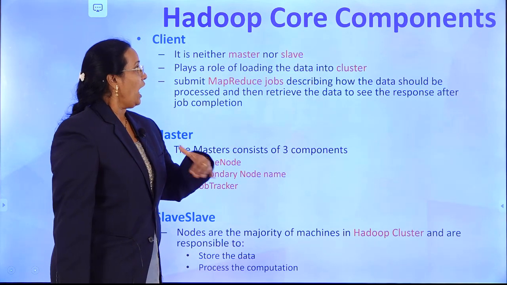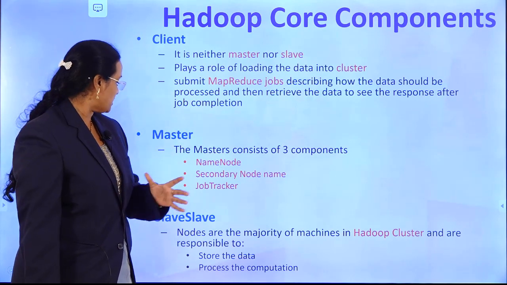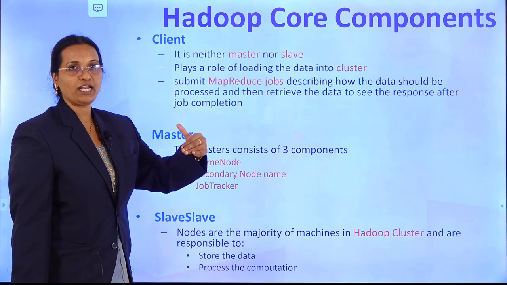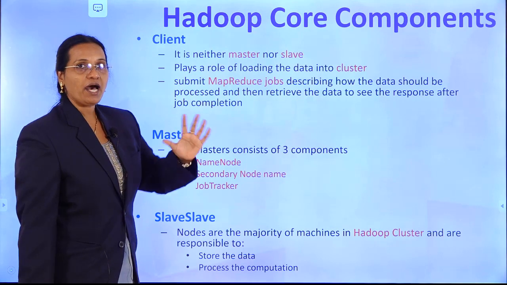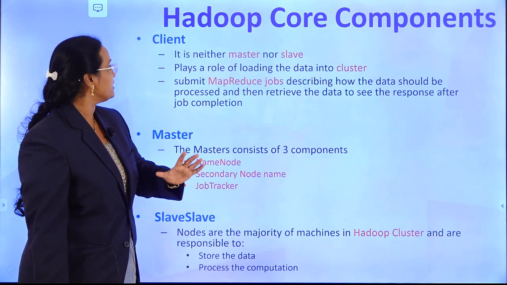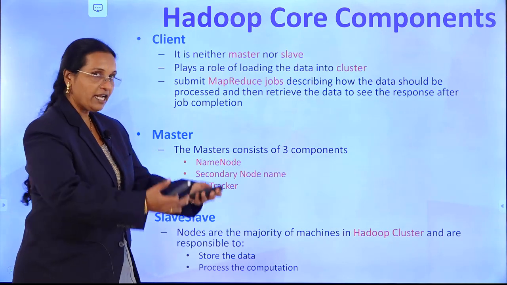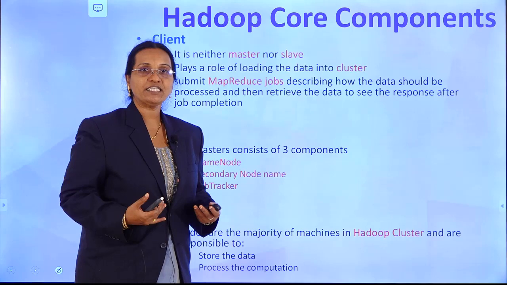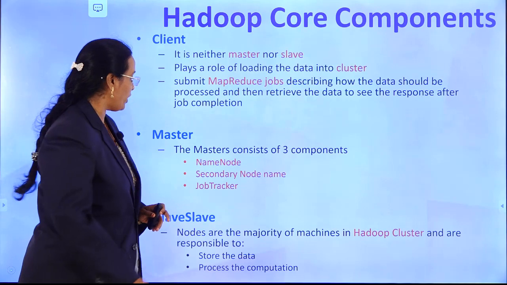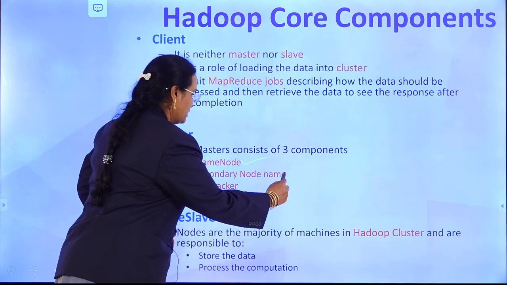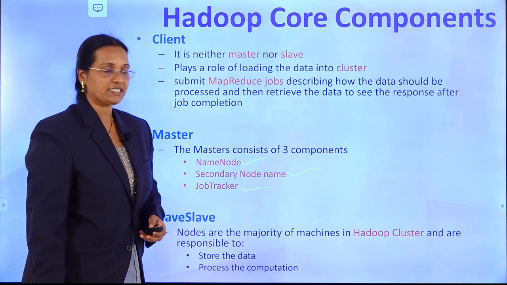I am repeating once again, these are the three core components: client, master and slaves. The client is neither a master nor a slave. It just plays the role of loading the data into the cluster, that's all, not more than that. And in return, the client expects the results. The master consists of three important components: name node, secondary node, and job tracker. What are all these things? We'll see in the next slides.